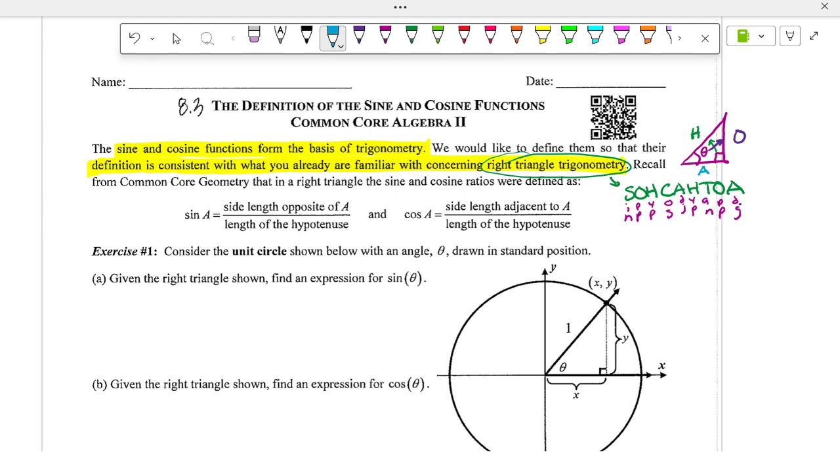So if I was to write out all these trig functions, sine of theta would equal opposite over hypotenuse. Cosine of theta is equal to adjacent over hypotenuse. And tangent of theta is equal to opposite over adjacent.